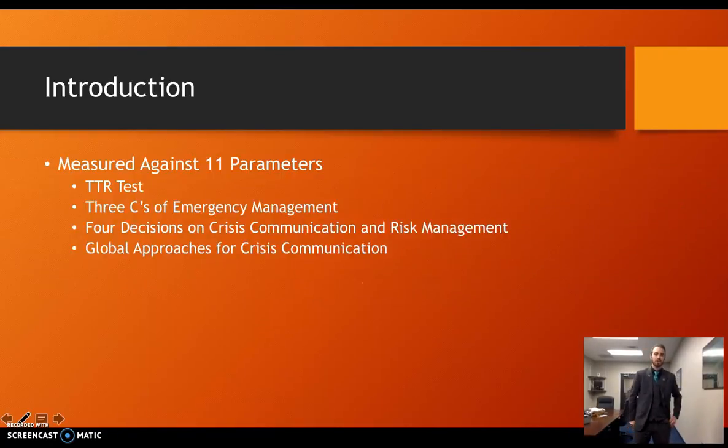First off, we have our introduction. For our company, which is Company A, we measured their crisis communication system against 11 parameters, all based in the TTR test, the 3 C's of emergency management, the 4 decisions on crisis communication and risk management, and the global approaches for crisis communication, and selecting the correct spokesperson based on your geopolitical location.